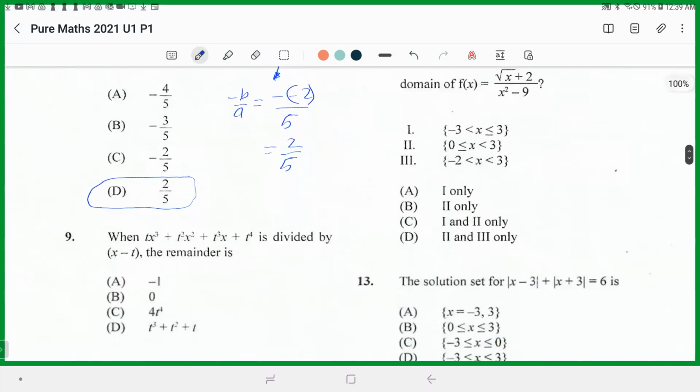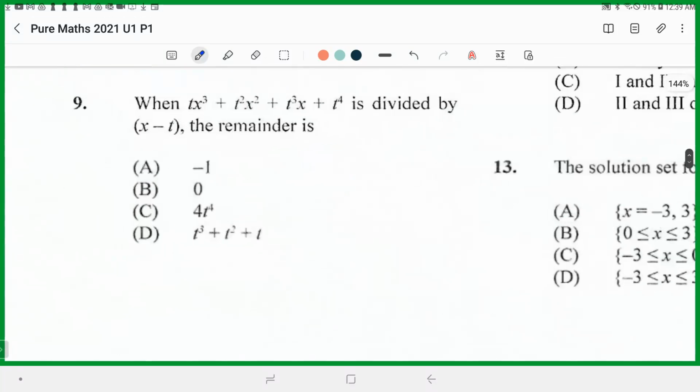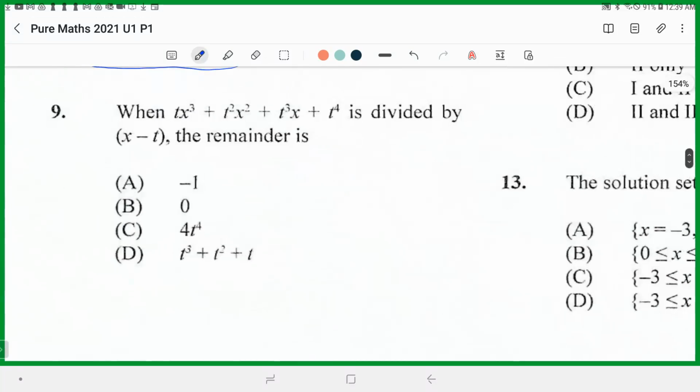Easy so far. 9 questions gone already. Question easy, paper easy so far. This one says when this thing is divided by x minus t, what is the remainder? So this is the divisor. The remainder is going to be f of t. Calling this f again. So all of these terms are going to become t to the 4th power now. Look at it. If I plug in t for the x in each of those, each of them is going to become t to the 4th, or f of t. Plug in t here, so it becomes t to the 4th.